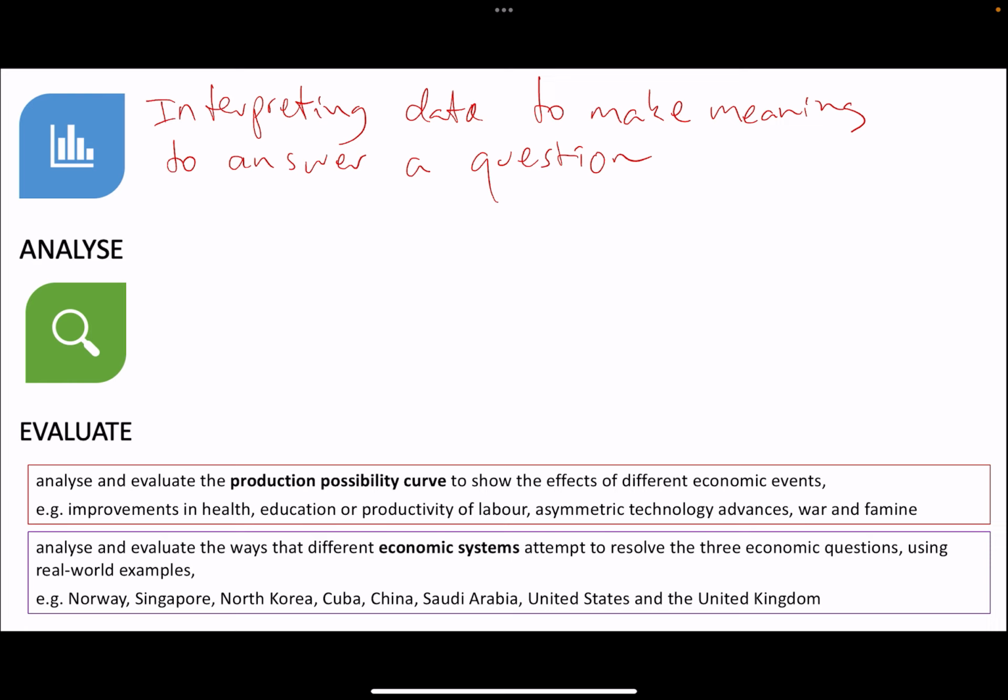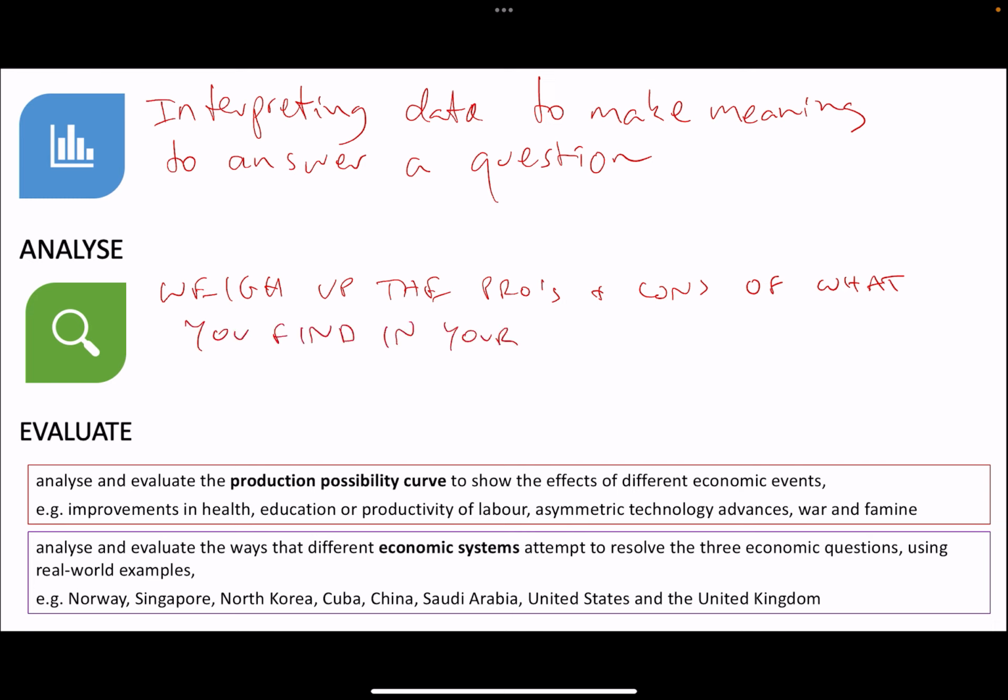Evaluate. Weigh up the pros and cons of what you've found in analysis, to then come to a conclusion and justify it.